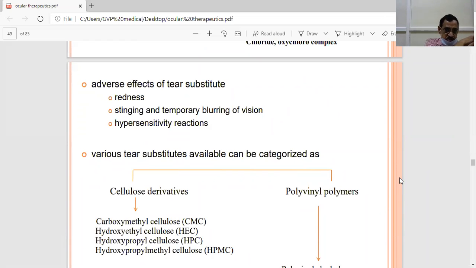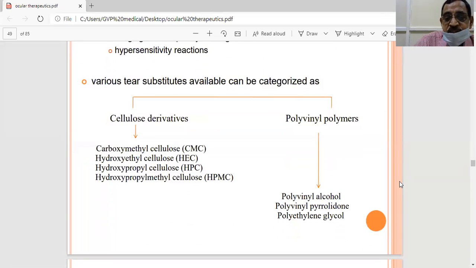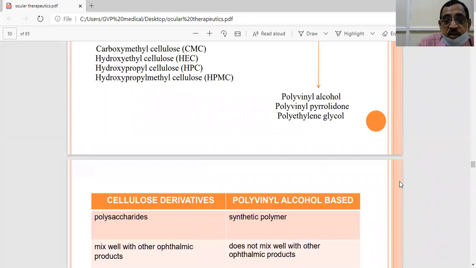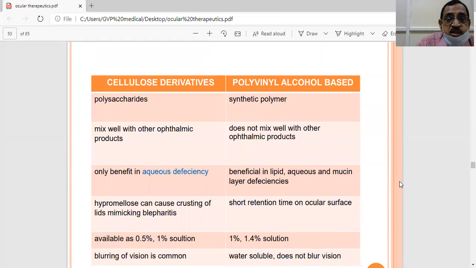Various tear substitutes available can be categorized as cellulose derivatives and polyvinyl polymers. Cellulose derivatives include carboxymethyl cellulose, hydroxyethyl cellulose, hydroxypropyl cellulose, and hydroxypropyl methyl cellulose. Polyvinyl polymers are polyvinyl alcohol, polyvinyl pyrrolidone, and polyethylene glycol. So cellulose derivatives and polyvinyl alcohol based are the two types.